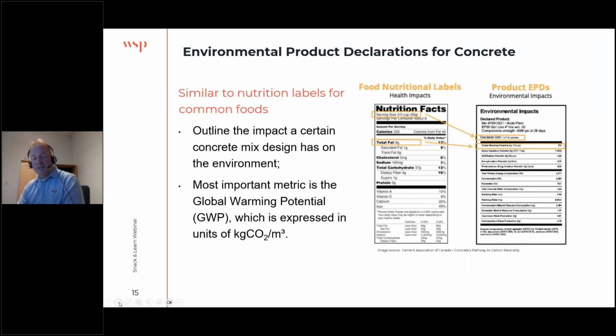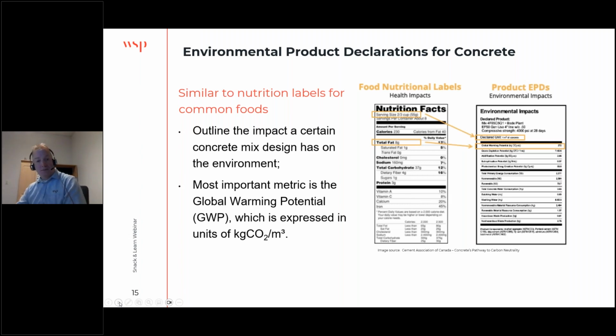Environmental product declarations are becoming very common. They're similar, for those who don't understand what they are, to nutrition labels that you see on the packaging of food products, and they outline the impact that certain concrete mix designs have on the environment. And the most important metric which we're talking about today is the global warming potential, which is expressed typically in units of kilograms of CO2 per cubic meter.